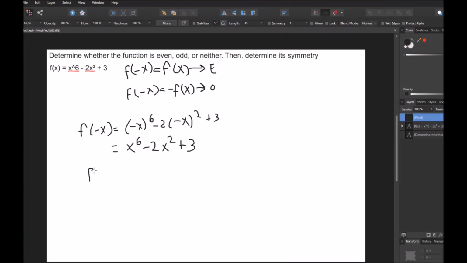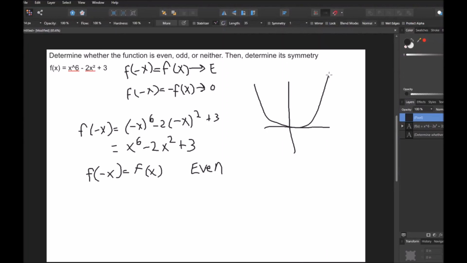We can even point this out. We can say f of negative x is equal to f of x. That would be how you really solidify your case that this is even. So I'm going to say this is even. And I'm going to say that it's symmetric about the y-axis. I'm inclined to say that because there's an x squared and an x to the sixth. Anytime an x is raised to a power in this equation, it's even. So I feel like it would look something like a parabola type shape like this.